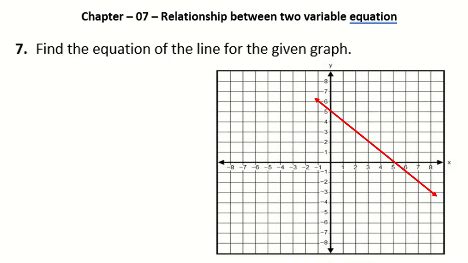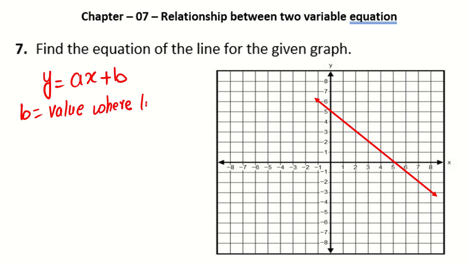Now, find the equation of the line for the given graph. Now you see, this is the reverse process, okay. We have to find the line equation when graph is given to us. So what general rule I told you? Y is equal to AX plus B. So what is B here? B is the value where line cuts y-axis. Okay, value where line cuts on y-axis.